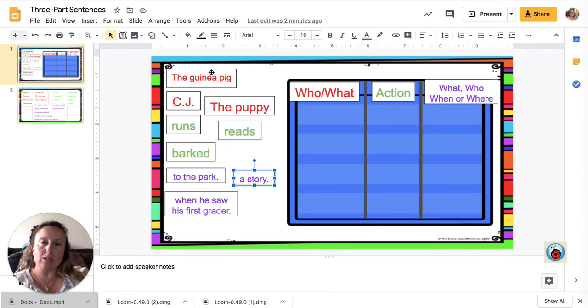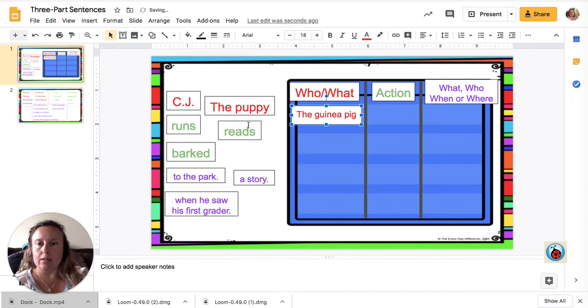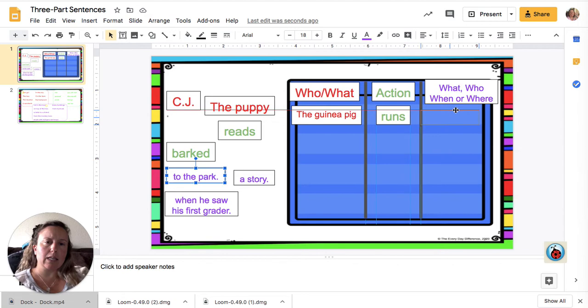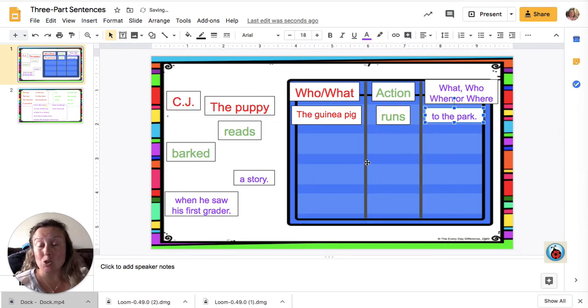Okay, so let's start with creating some sentences using my word chart here. The first subject I wanted to write about was the guinea pig. Guinea pigs are kind of neat. I have three different actions: runs, barked, and reads. Well, the only one that really goes with the guinea pig is the one that runs. So that's the one we are working on now. And then I need to see where he runs to. Does he run to a story? Runs when he saw his first grader? It is more likely that he is running to the park. Maybe he's a very adventurous guinea pig.